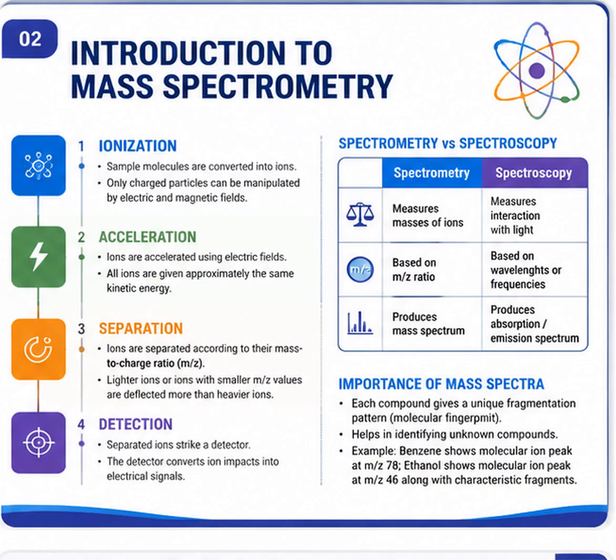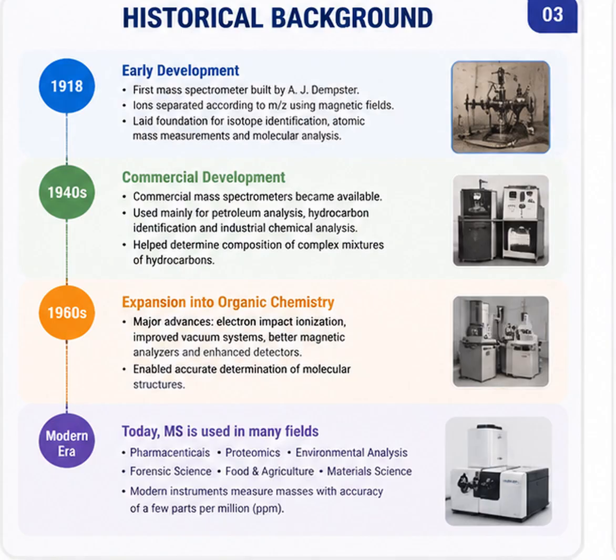For example, benzene shows a molecular ion peak at m/z 78, while ethanol exhibits a molecular ion peak at m/z 46, along with characteristic fragment peaks. To understand the importance of mass spectrometry, it is useful to look at its historical development.